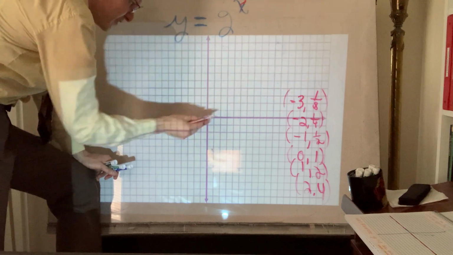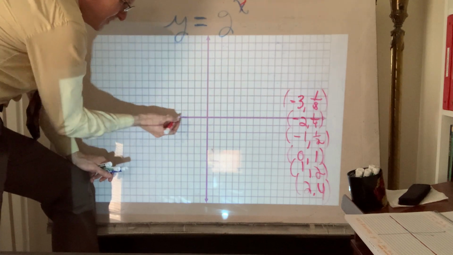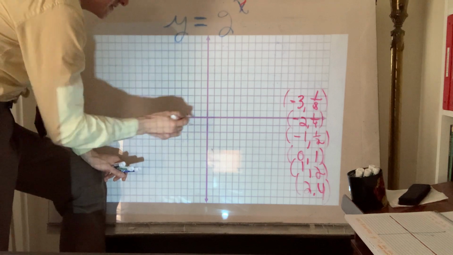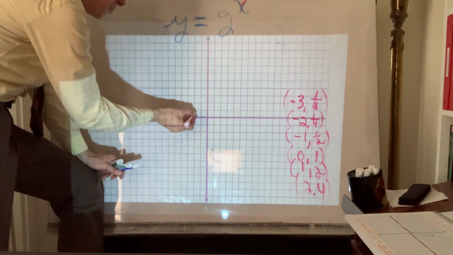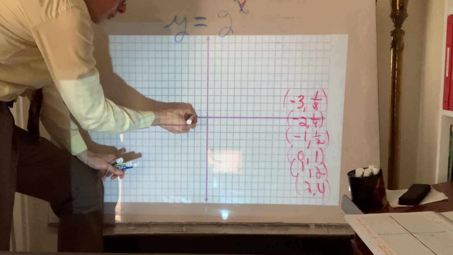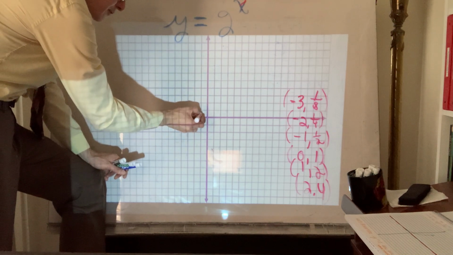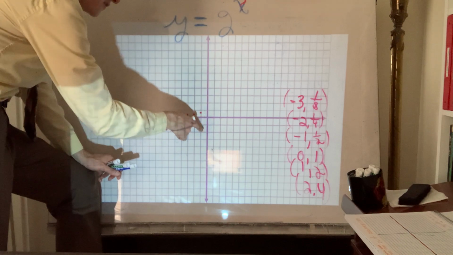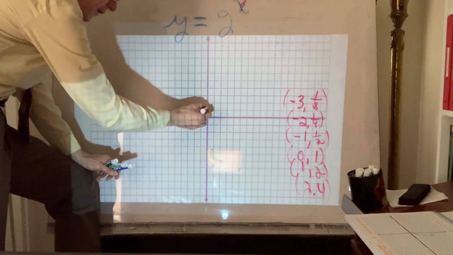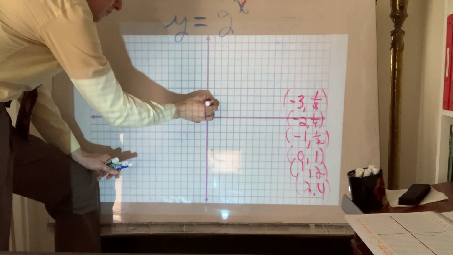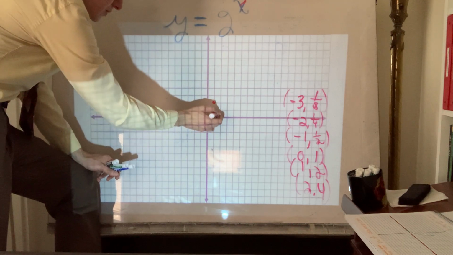All right, at -3, 1, 2, 3, you would be just above the axis, right? At -2, you'd be a little bit further up, but not quite halfway. At -1, you would be exactly halfway. At 0, you'd be up 1. And at 1, you'd be up 2. And at 2, you'd be up 4.